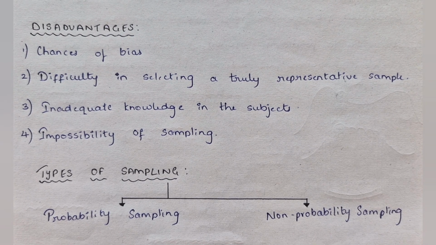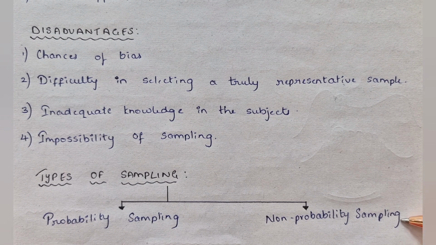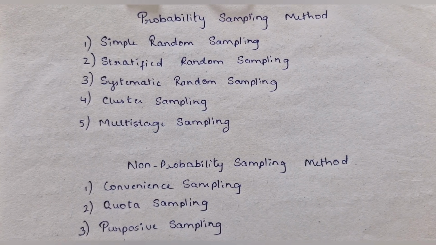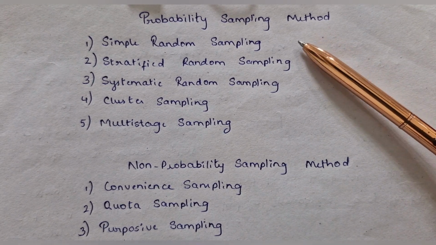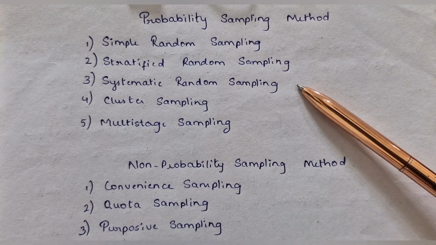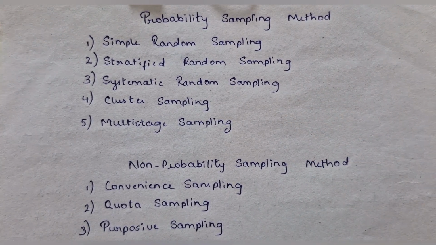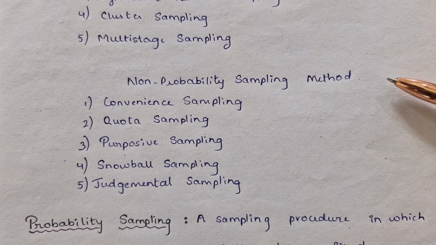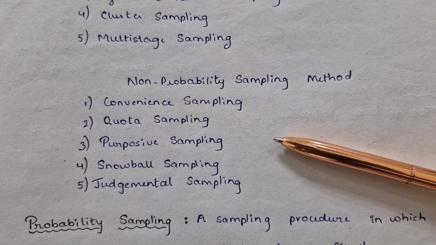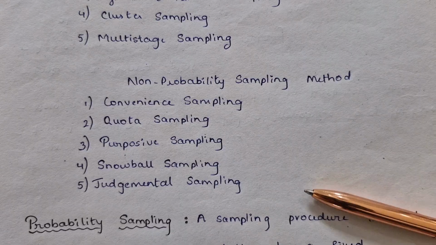We have two types. One is probability sampling and the other one is non-probability sampling. Under probability sampling method, we have simple random sampling, stratified random sampling, systematic random sampling, cluster sampling, and multi-stage sampling. Under non-probability sampling method, we have convenience sampling, quota sampling, purposive sampling, snowball sampling, and judgmental sampling.